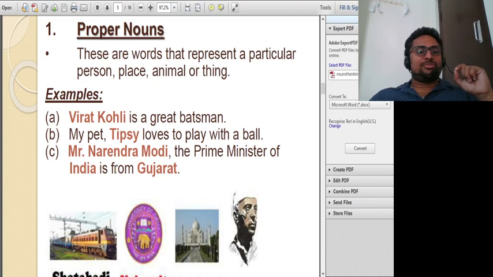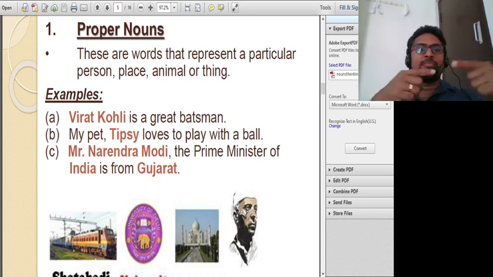What is the meaning of proper noun? These are words that represent a particular person, place, and animal. Particular person, particular place, particular animal. There we use proper nouns.